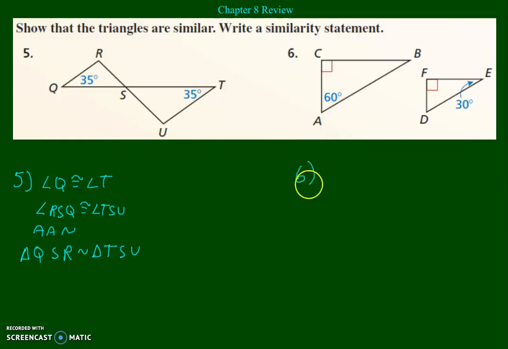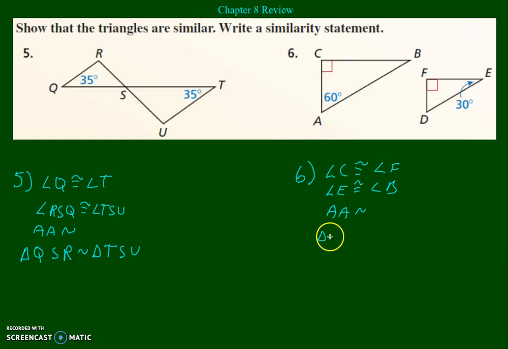So 6. We know that angle C is congruent to angle F because they're right angles. We can use either E or A, doesn't matter. Let's use angle E. Angle E is congruent to angle B, and the triangles are similar by angle-angle similarity.